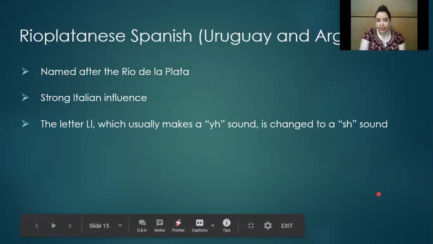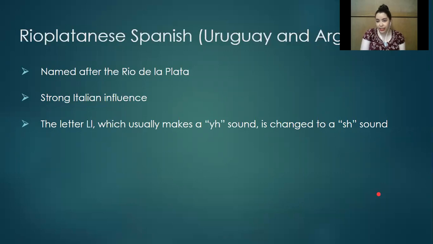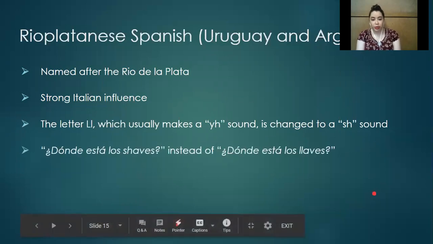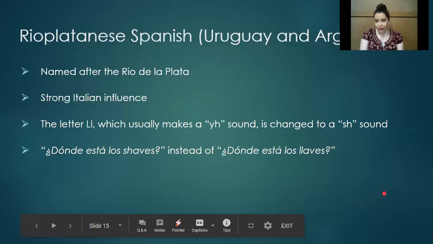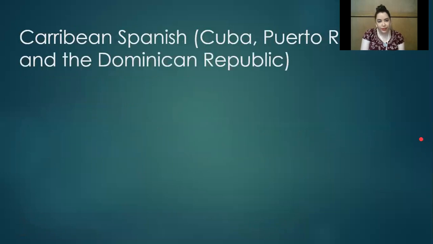And so the double L, which usually makes the y sound, is changed to a sh sound. So instead of me llamo Angie, they would say me llamo Angie. And for example, ¿dónde están las llaves? Instead of ¿dónde están las llaves?, which means where are the keys? Again, they don't write it like this, but the pronunciation is changed.